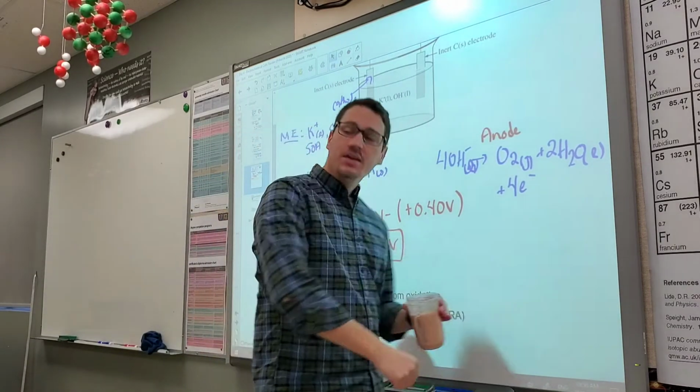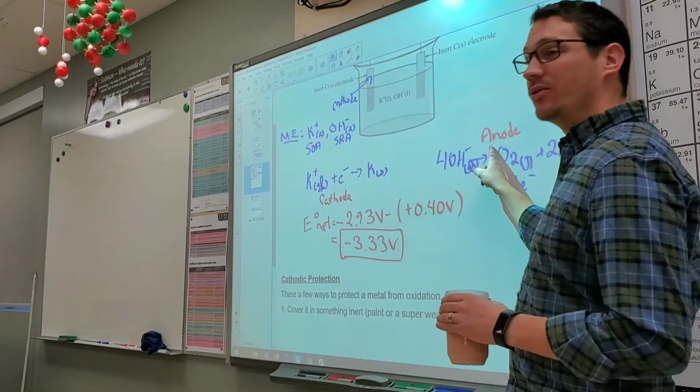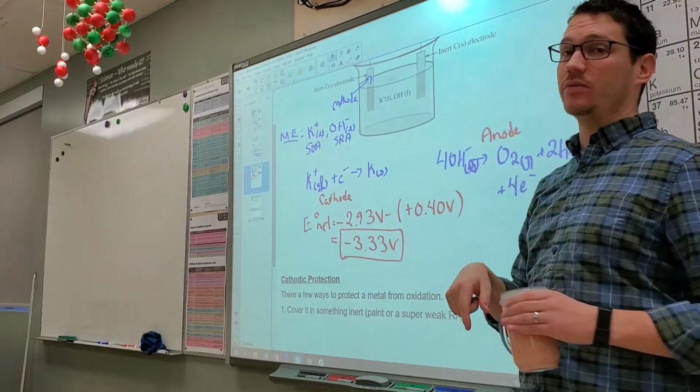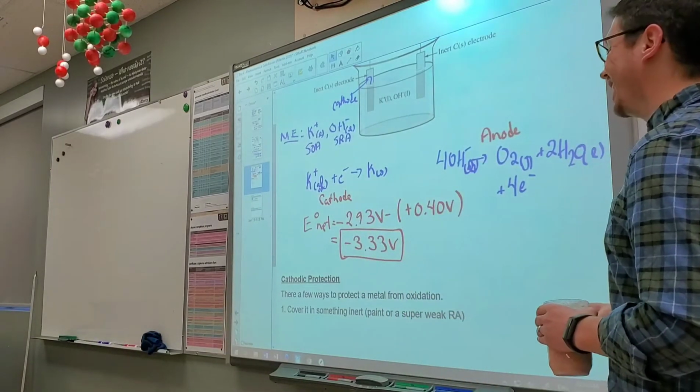So it's really important that you understand that we're always going cathode minus anode, right? It's not bigger voltage minus smaller voltage. It's just whatever's happening at the cathode minus whatever's happening at the anode.